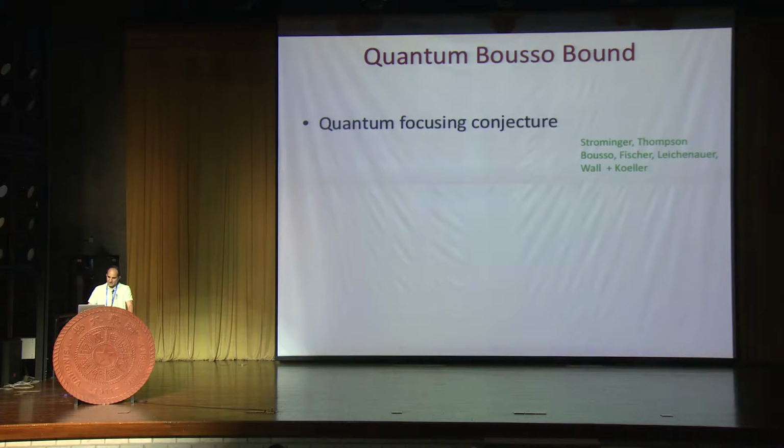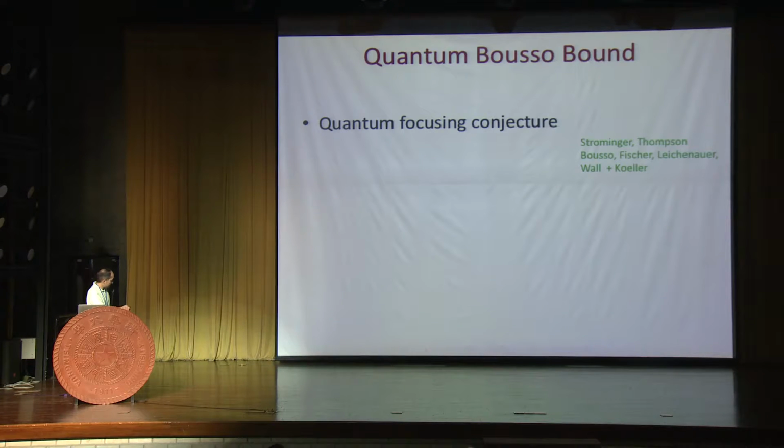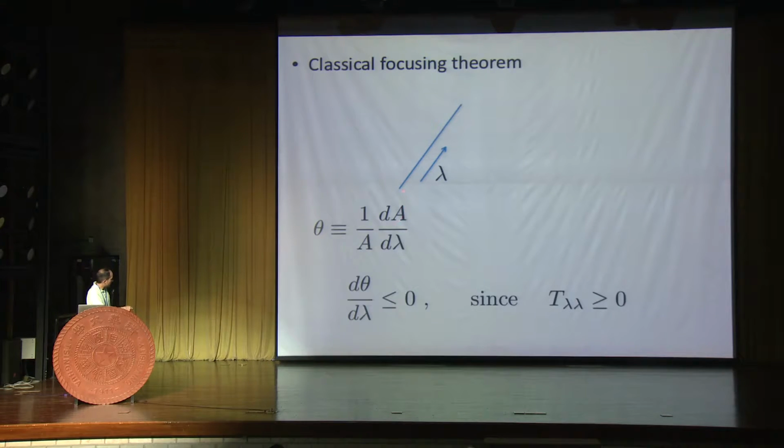And before I tell you what the quantum focusing conjecture is, I'm going to tell you about the classical focusing theorem. Here you consider again the same concept, a bunch of null rays, and you consider the area that they span, and you can define the expansion. This could be positive or negative, but the focusing theorem tells us that as you go along the affine parameter, this should be negative, because the null components of the stress tensor are positive. So that's the classical focusing theorem.